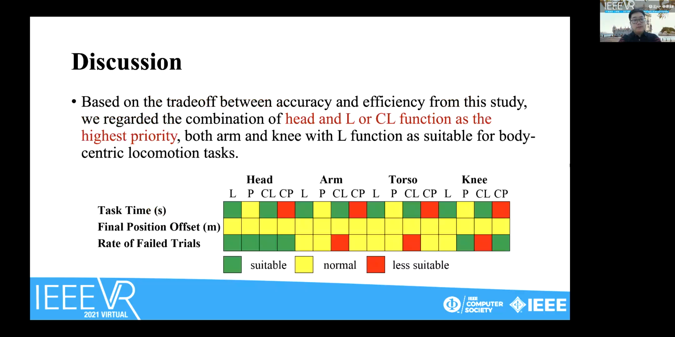We also analyzed the trade-off between accuracy and efficiency from the results. And we regard the head with the L and the CL function as the highest priority, followed by arm and knee with the L function.